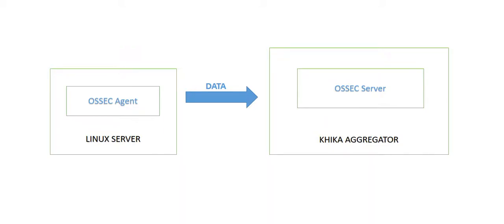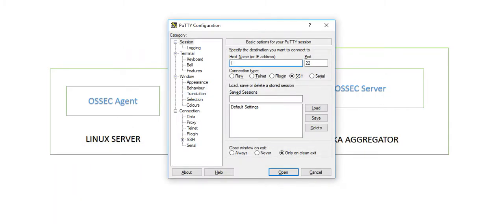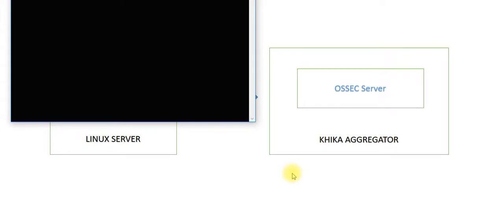We will install an OSSEC agent for Linux on a Linux server in this video. The OSSEC agent shall send logs from this server to KHIKA. My Linux server is this IP 192.168.1.191. I'm using the SSH client PuTTY to access it.